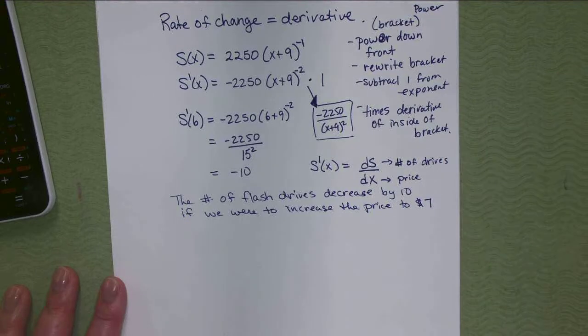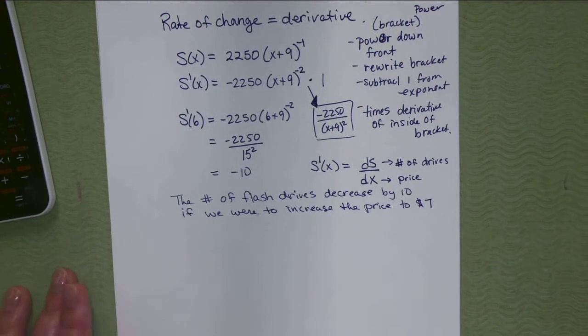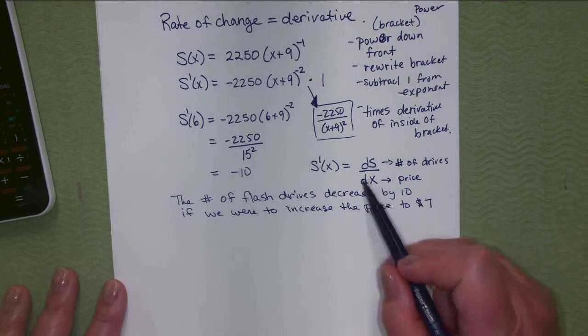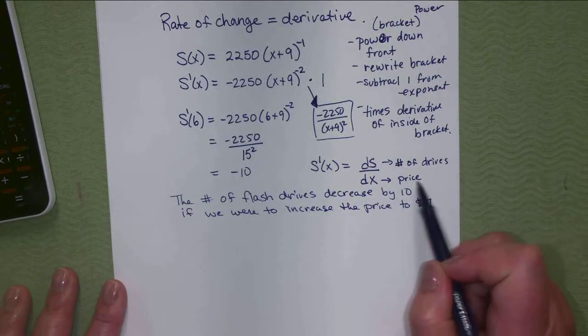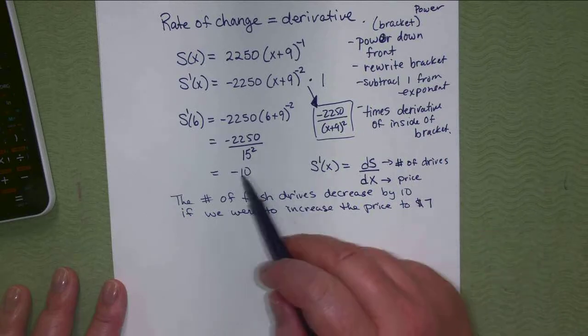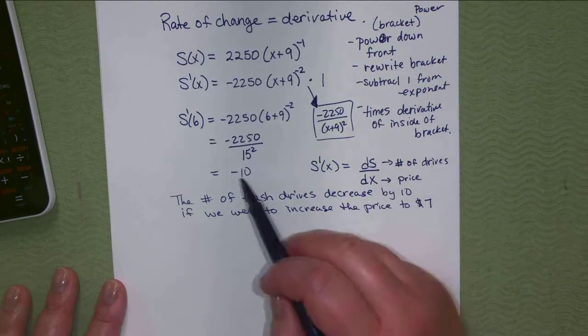But I always think your derivative is if you add one more, then it either increases or decreases by that much. Right? So we're adding one more x. X this time is price. And the number of drives, that's the S, either increases or decreases.